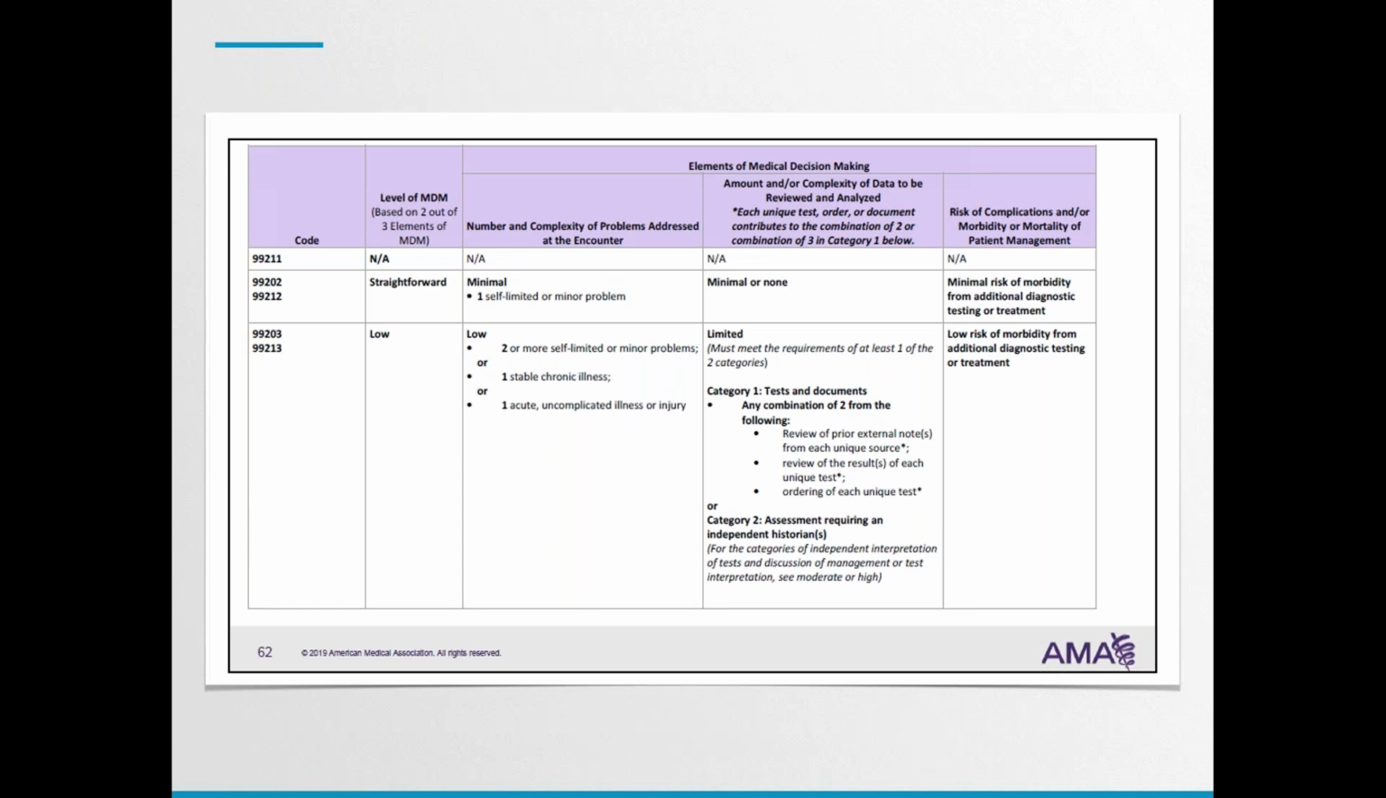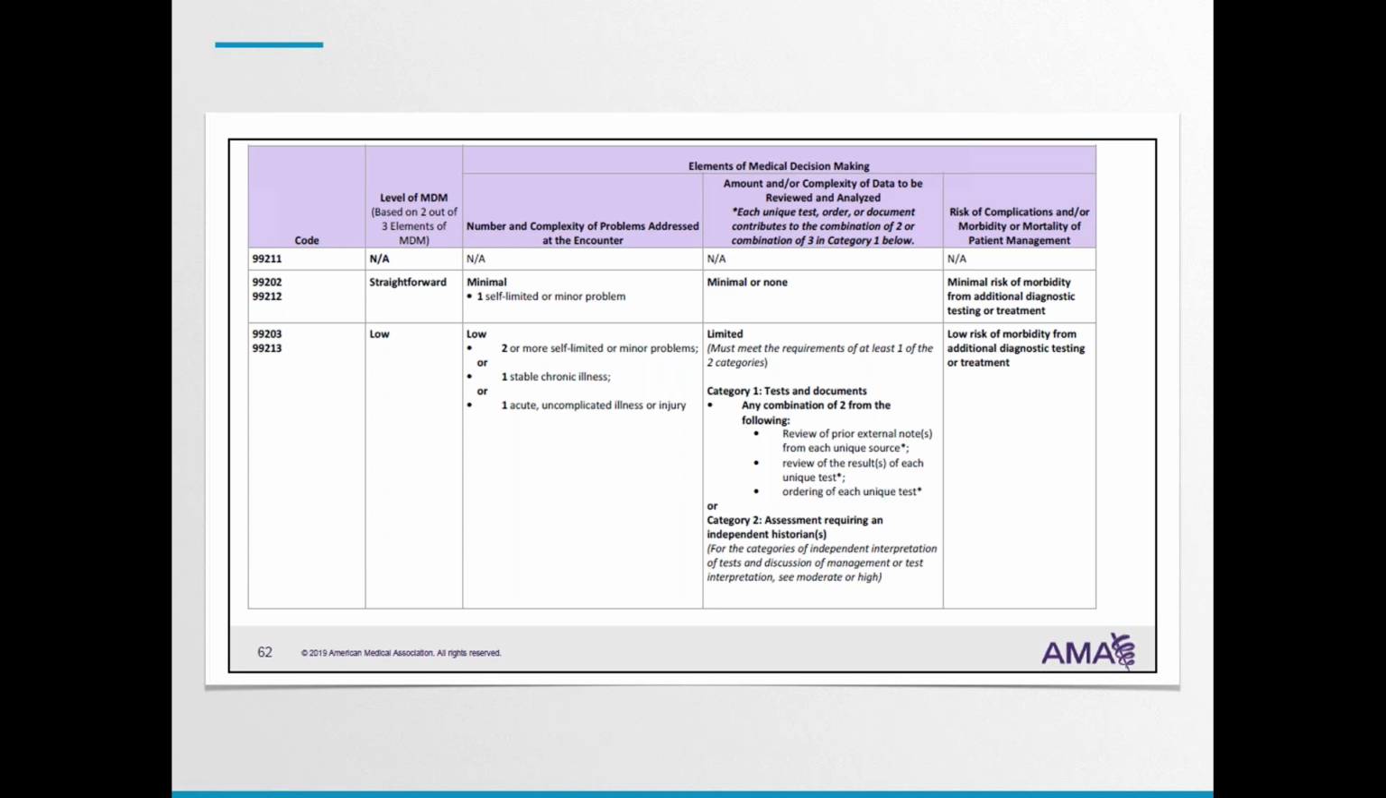Now here's where we get the first look at how we choose our level of medical decision making. And at first glance, it sort of looks the same to what we're used to with the 95 or 97 guidelines, but there's actually quite a few differences. So first thing we notice, we have our code selection. The level of medical decision making is still based on 2 of the 3 elements.